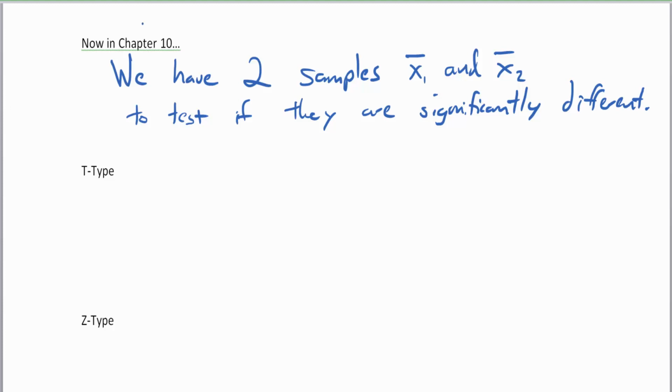So what we are going to do now is run through the 4 types of problems that we're going to deal with in this unit. The first type is going to be called the t-type. The t-type is going to be chapter 10, section 1. And the t-type is when we have an unknown lowercase sigma. So we don't know in these t-type problems the standard deviation of the population.